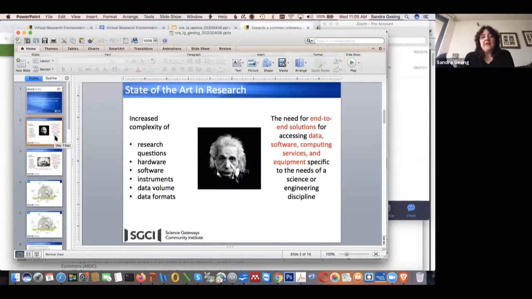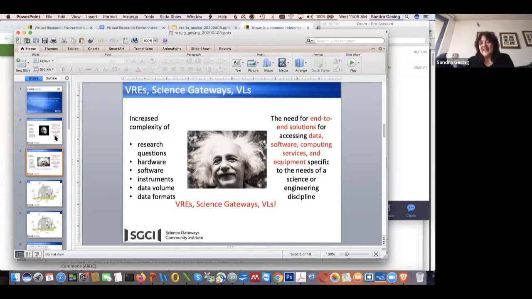So the definition of science gateways, virtual research environments, virtual labs, is that we have this need for end-to-end solutions to access data, software, computing services and equipment, tailored to the needs of science and research and or engineering disciplines. And we have this increased complexity of research, of hardware, software, instruments, data volume and data formats. If you have joined meetings before, you know the slide, and the goal is that virtual research environments, whether we call them science gateways or virtual labs, make the researcher happy so that they can really do their science and their research and their teaching.